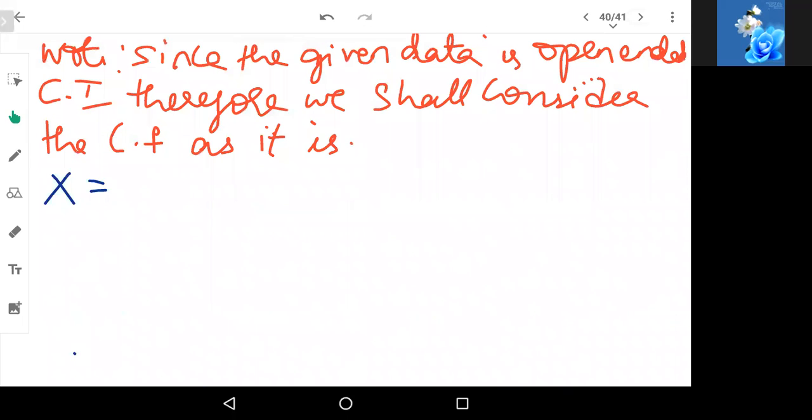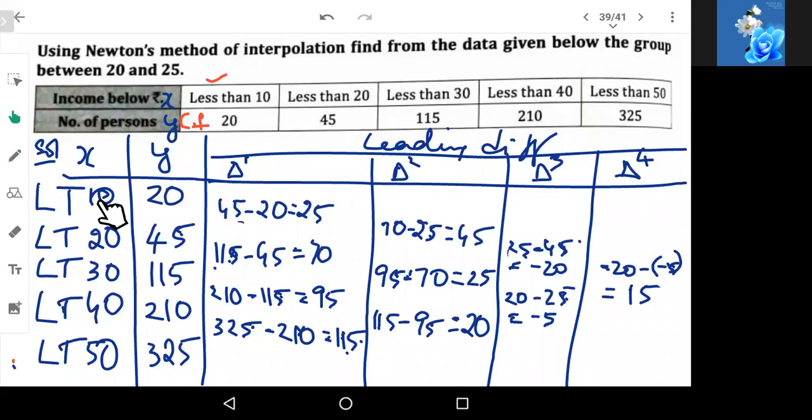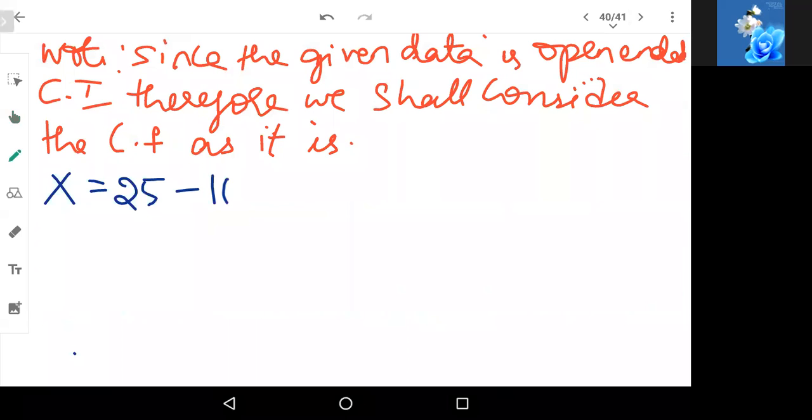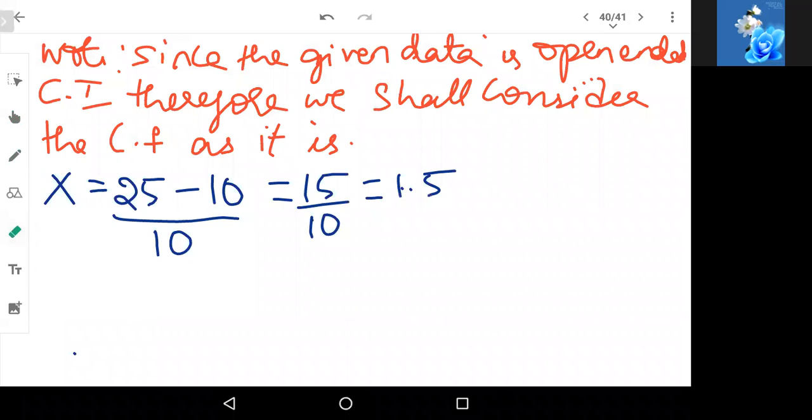So here the x to be interpolated will be 25 minus the value of x at the origin. The value of x at the origin is 10. And the difference between the adjoining x values is also 10. See, 10, 20, 30, 40. There is a difference of 10 everywhere. So 25 minus 10, because 10 is at the origin, divided by 10 because 10 is the difference. So 25 minus 10 is 15 by 10, which is 1.5. So the value of x is 1.5.